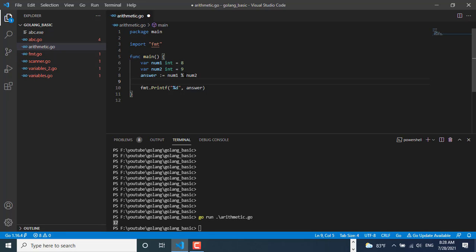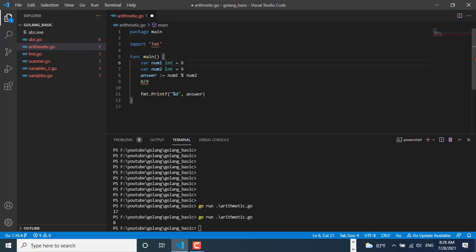That means if I write num1 percent sign num2 and I save, then I run the application, that is 8. Because here, after 8 divided by 9, what is the remainder? It will come as the answer.